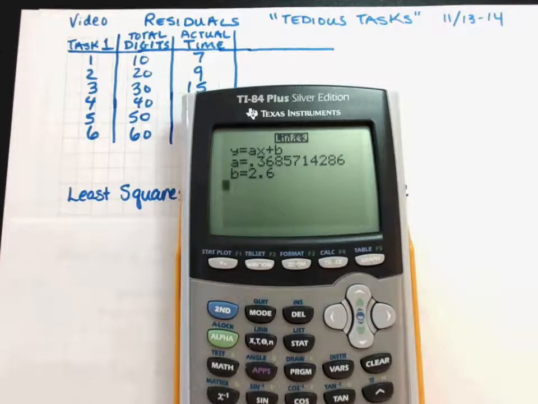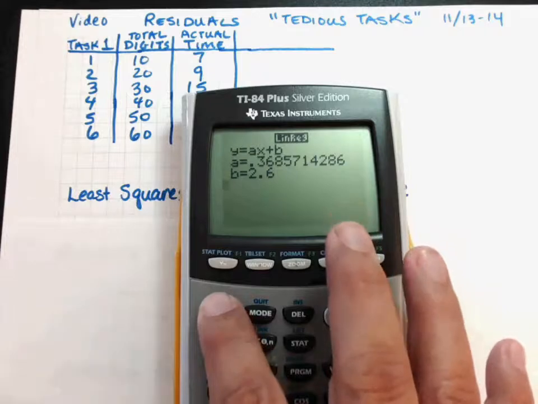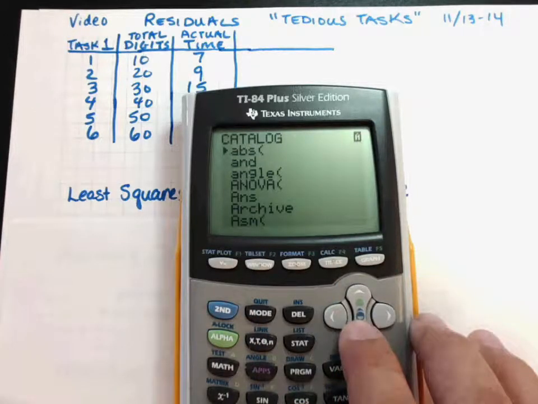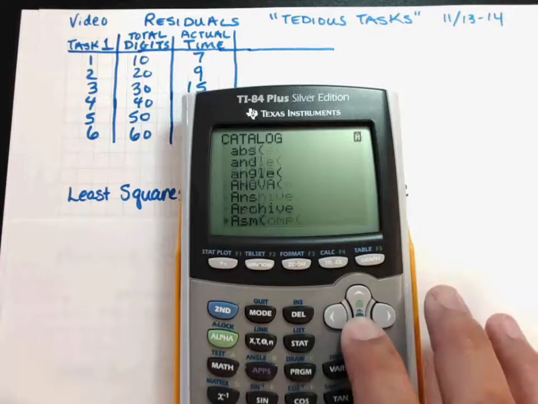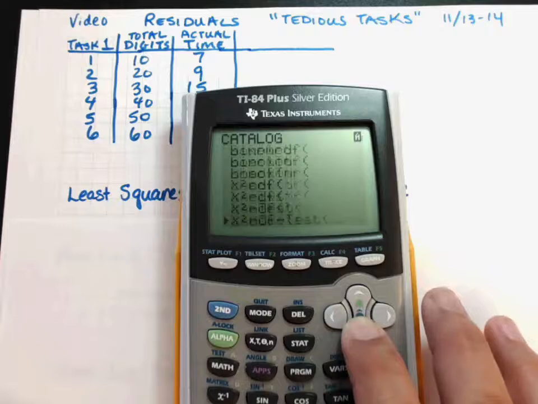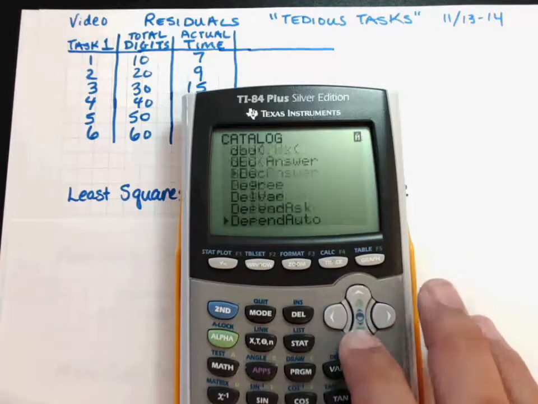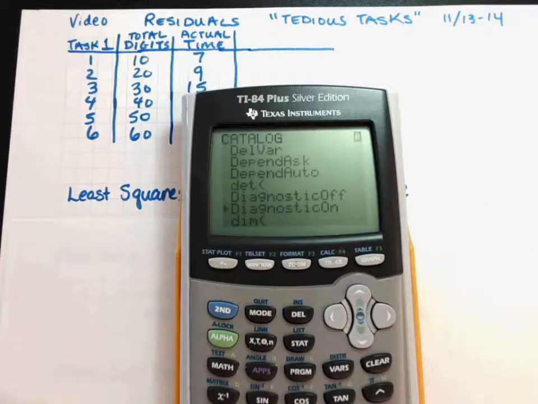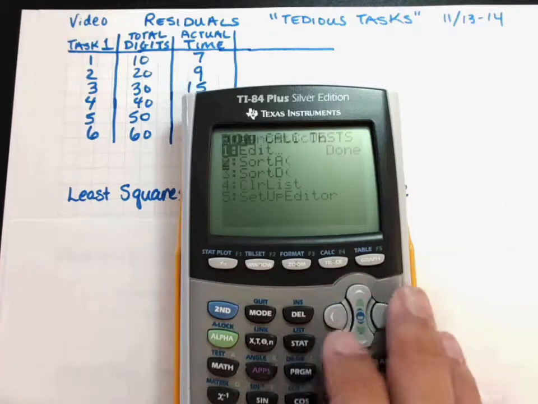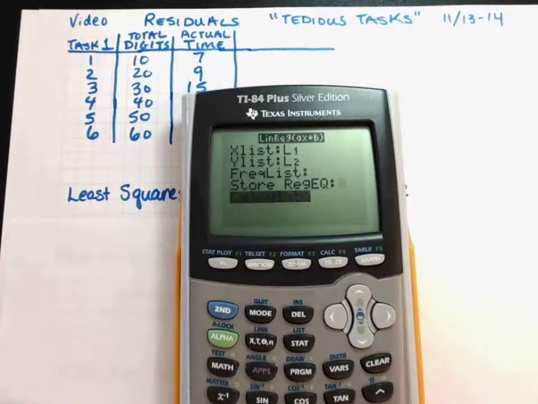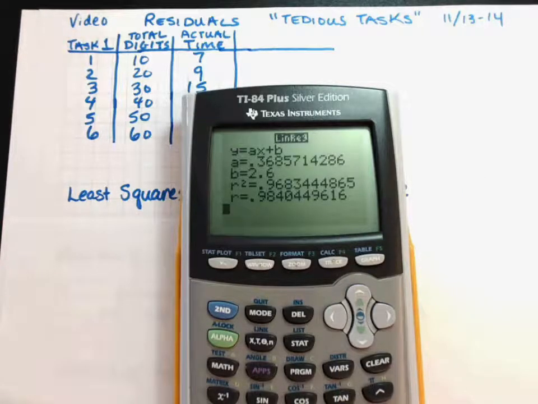All right. Now, if you don't see r and r squared, that means that you forgot to have the diagnostic on. Someone did a memory clear or changed the batteries. So you go second and 0. Scroll on down until you get to diagnostics on. Hit enter and enter again. Now hit stat calc, line reg, and now I can see R.